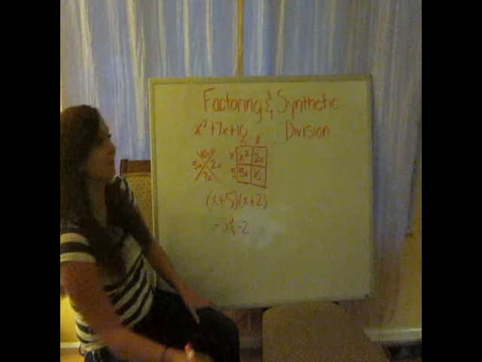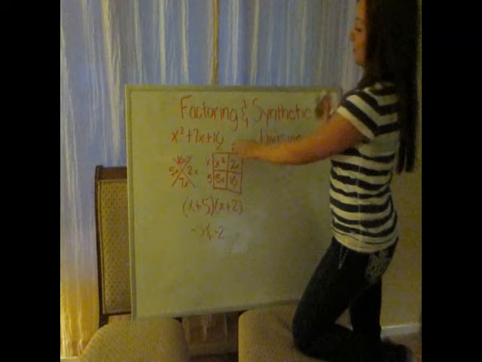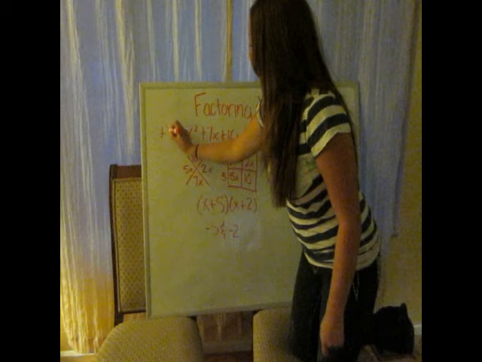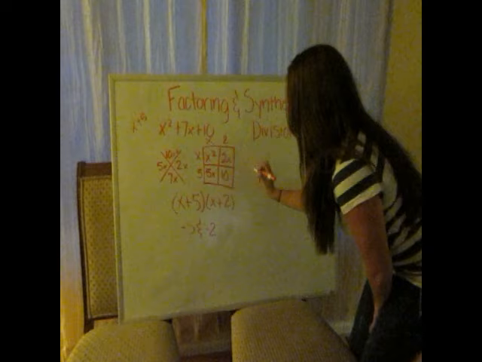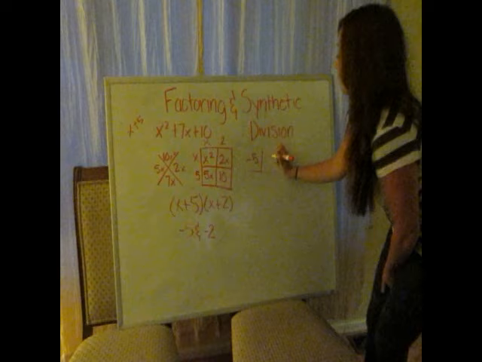So then, another way is to do synthetic division. So say you were given this equation right here, and only one of the factors. So let's say you were only given x plus 5 as one of them. What you're going to do is set that equal to 0, so it's going to be negative 5. And then for the x squared, you're going to have 1. For the 7x, you're going to put a 7. And for the 10, you just put 10.